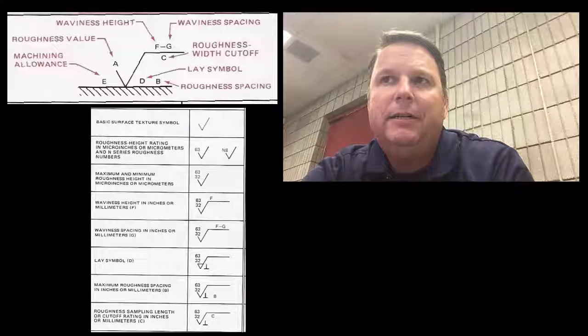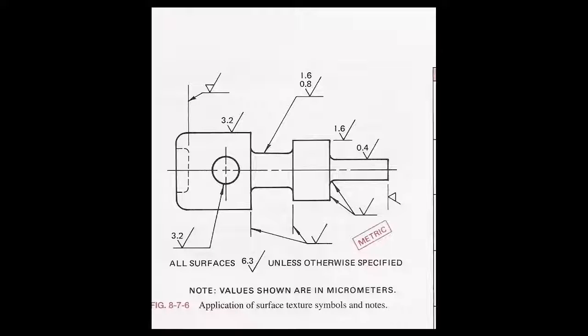Your surface texture symbols should be placed on the dimension extension lines when possible. The next best method is to place them directly on the surface. In some cases, you might have to use a leader to point to the surface. Sometimes you'll see a general note indicating that marked surfaces will have a specified roughness value.